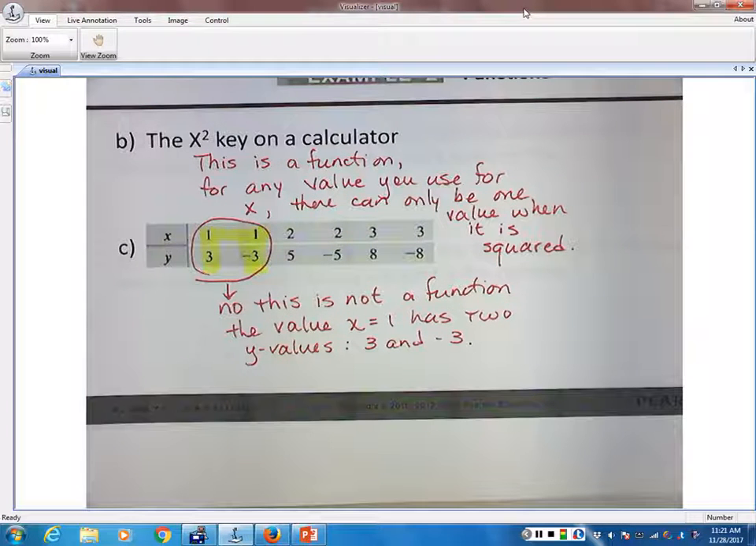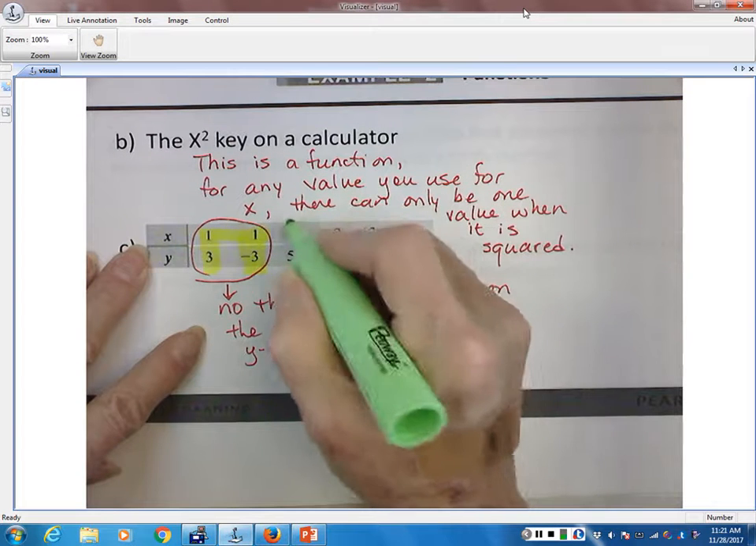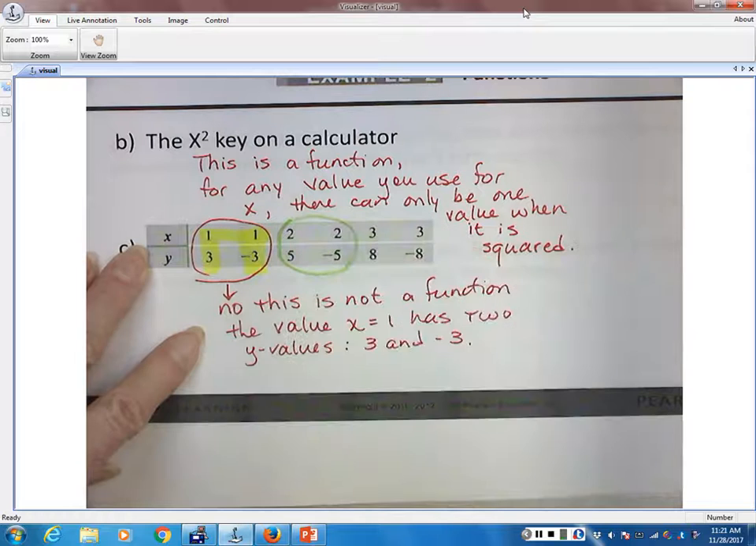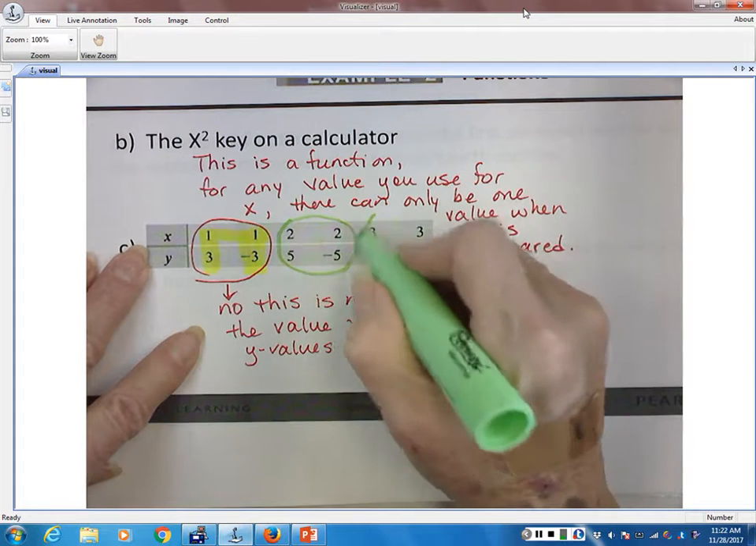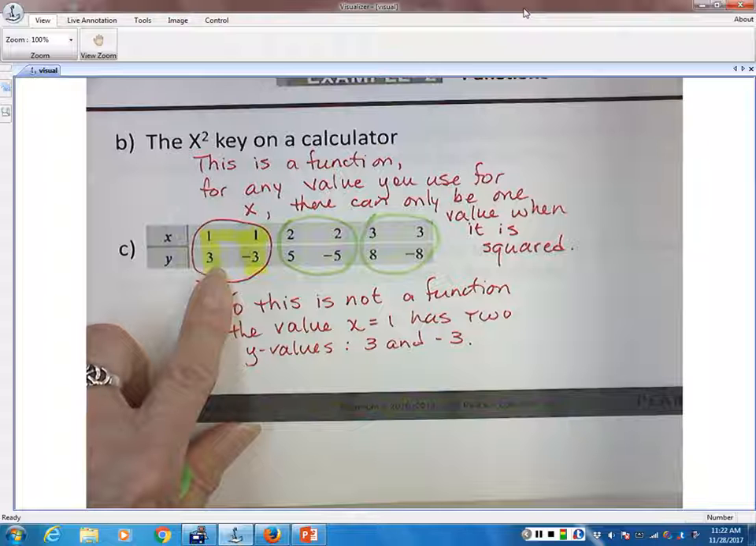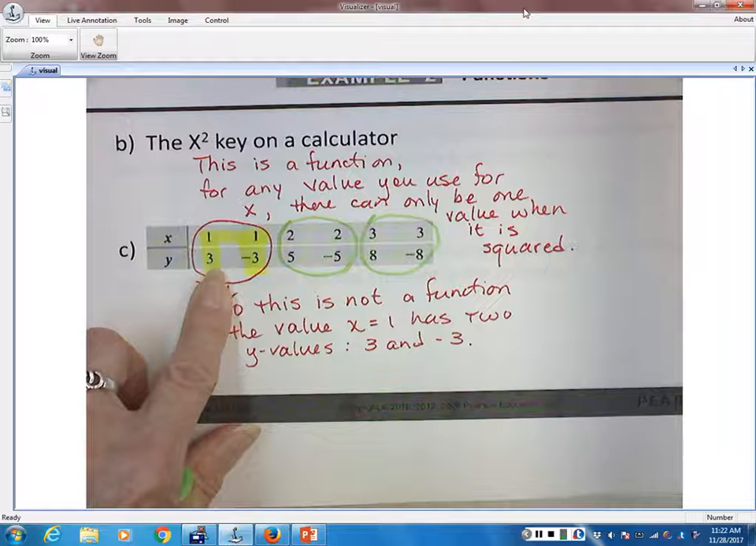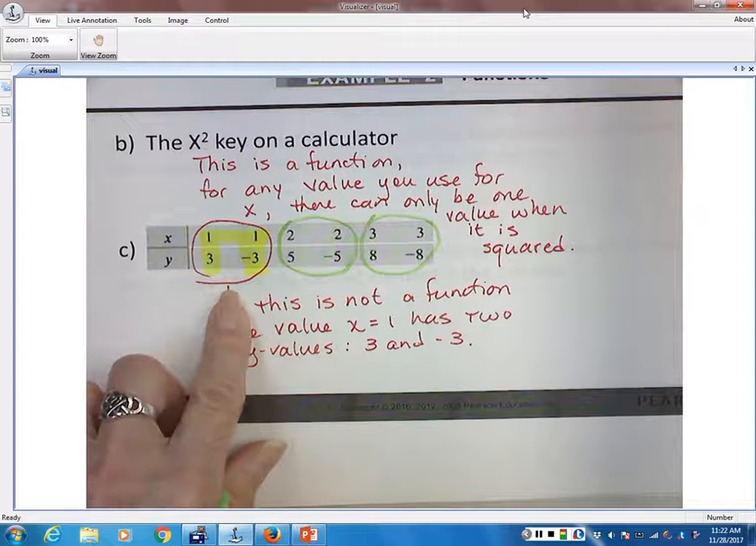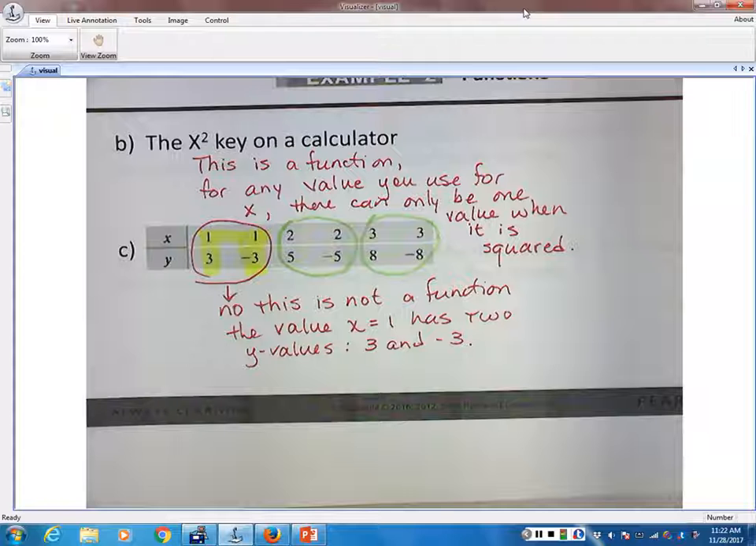Now, while what I just said is true, it continues to not be a function because the same thing happens with 2. And the same thing happens with 3. But as soon as you encounter 1, you say, no, this is not a function. It only takes 1 to make it say no. So all you've got to do is find the exception.